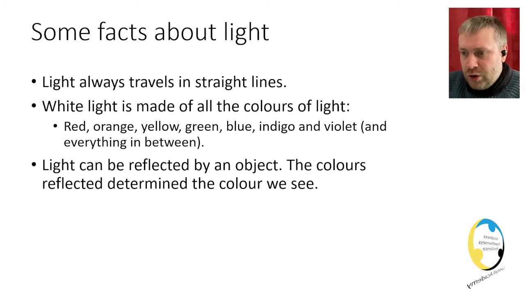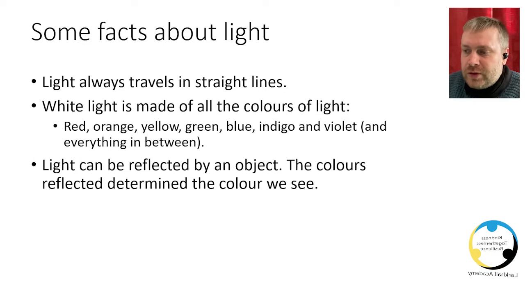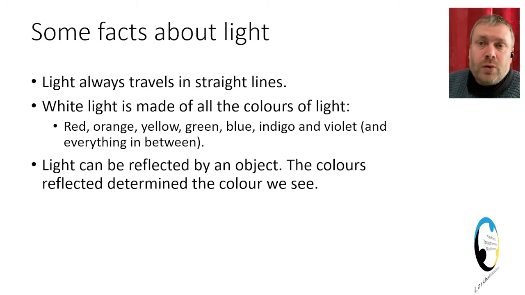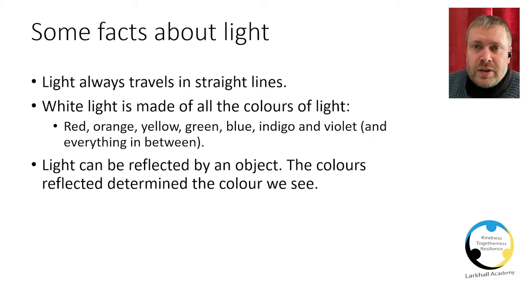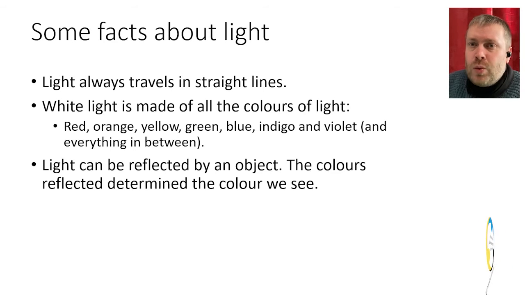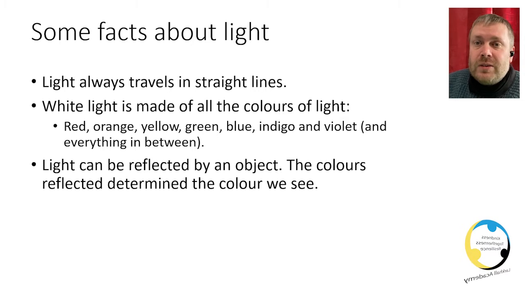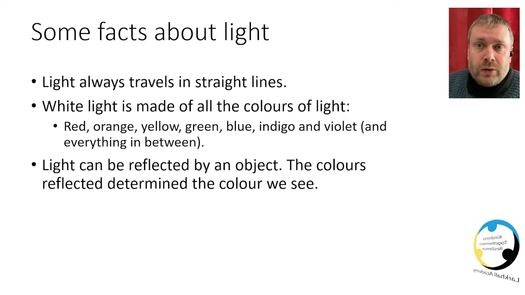So let's start off with some facts about light, just a couple of quick wee facts here for you. Light, first of all, always travels in straight lines, and that's really important, because whenever we go to draw the path that light takes, we need to draw it as a straight line. To do that, we need to use a ruler. There's no other way around it.